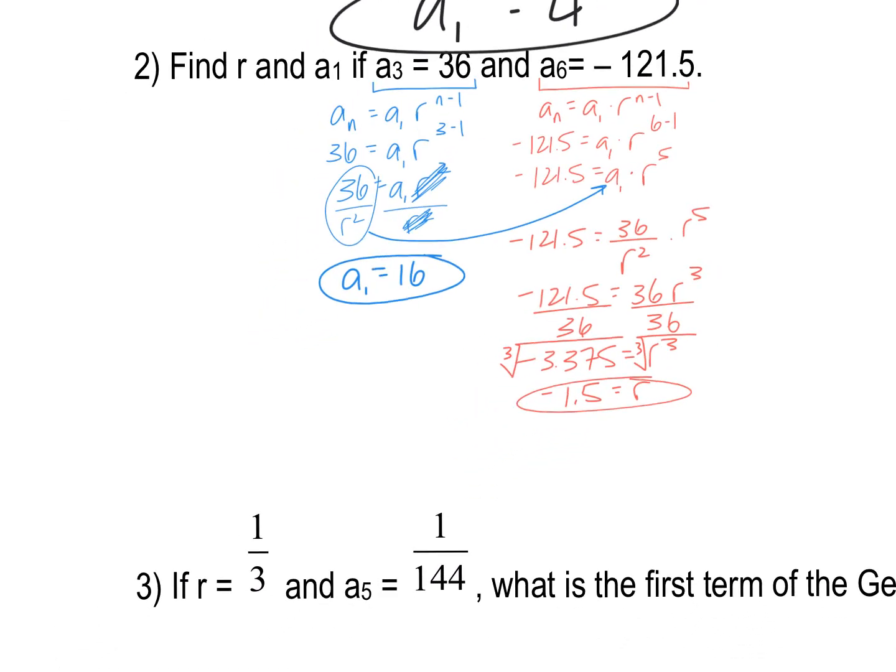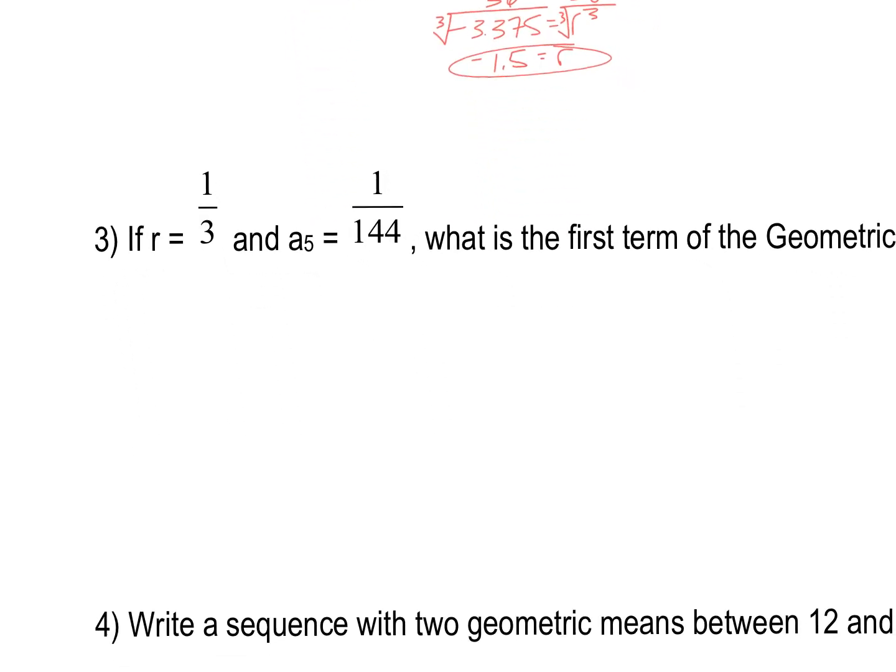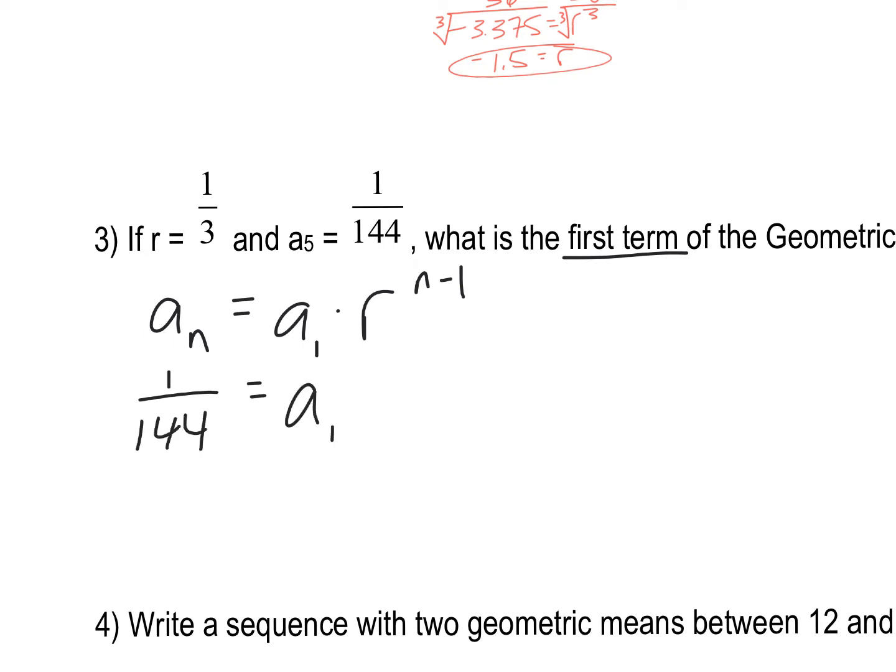I'm going to go through number 3 pretty quickly because you're given a sub 5 and you're given the r, and it asks for the first term. So again, good habit, write down the formula first. Plug in everything you know. a sub n is 1 over 144. I don't know what a sub 1 is. That's what I have to solve for. r is 1/3. The n is 5 in this case.